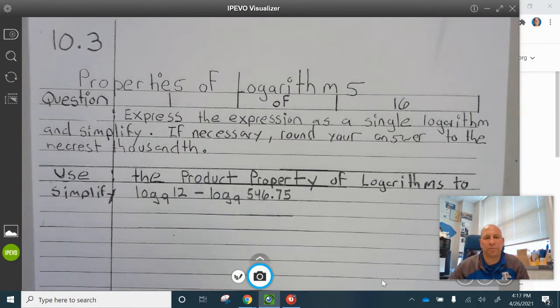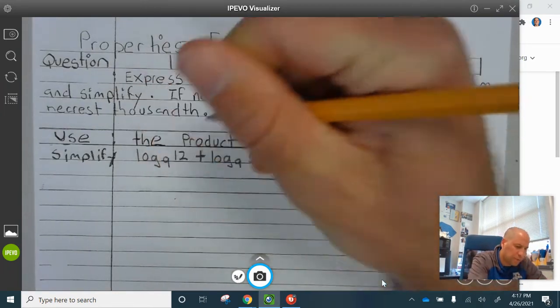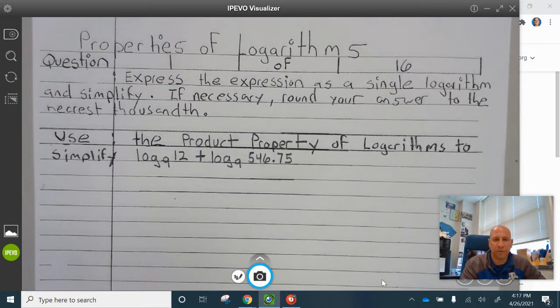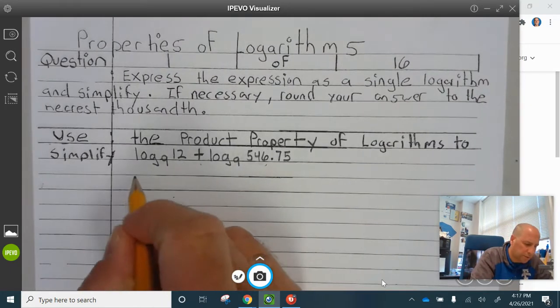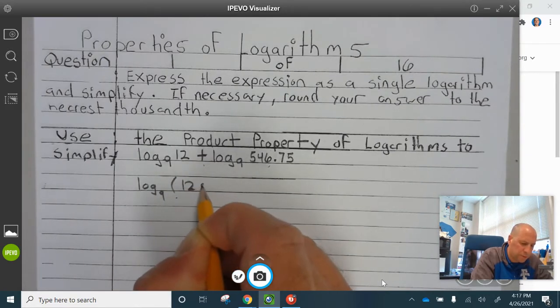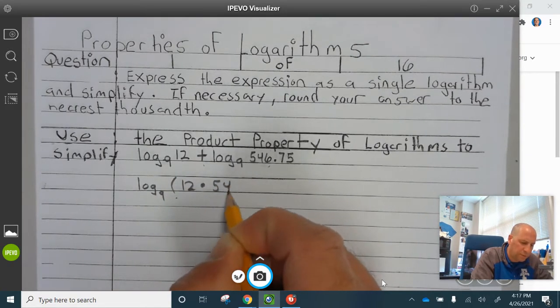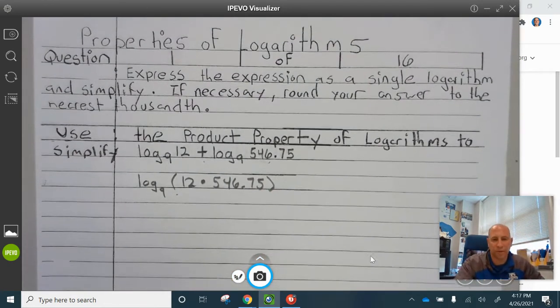Question 1 of 16. Express the expression as a single logarithm and simplify. If necessary, round your answer to the nearest thousand. Use the product property of logarithms to simplify log base 9 of 12 plus log base 9 of 546.75. Since it's plus, we multiply. So that's log base 9 of 12 times 546.75. At this point, we can just plug that into our calculator.